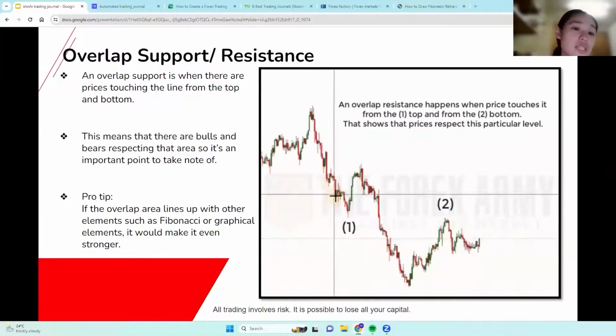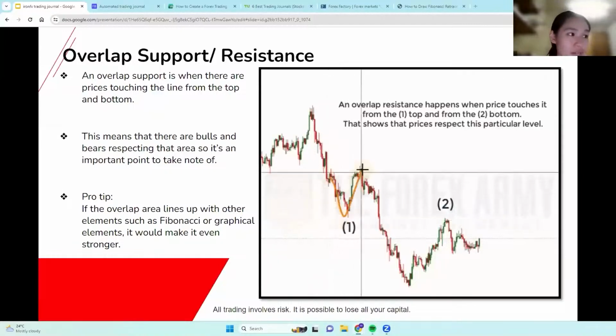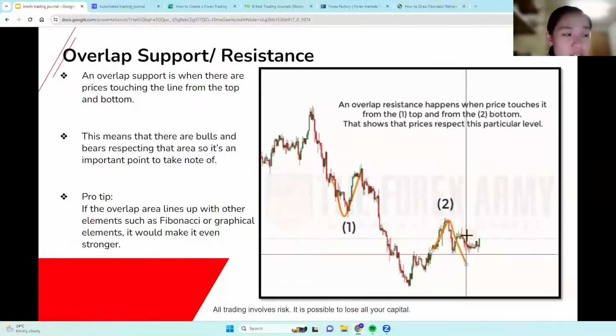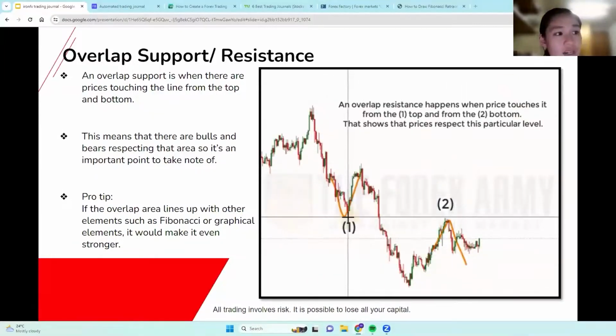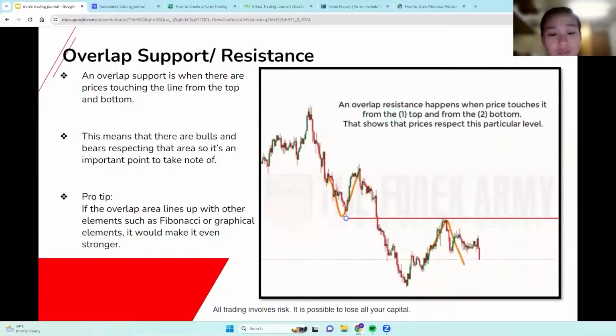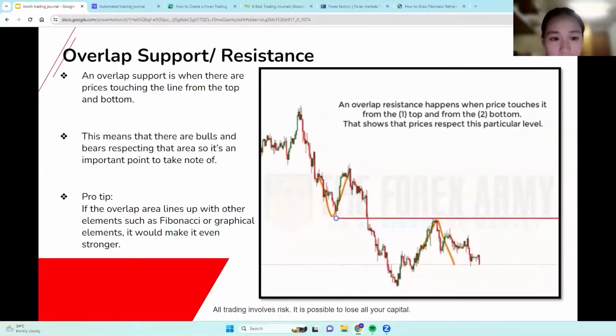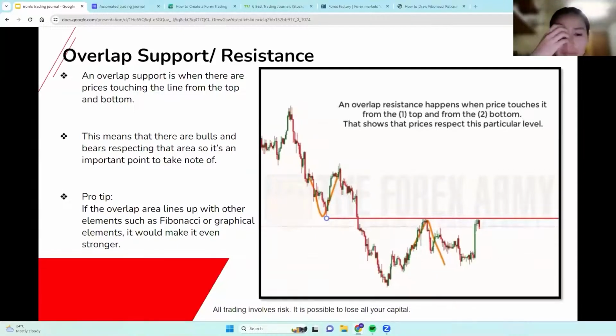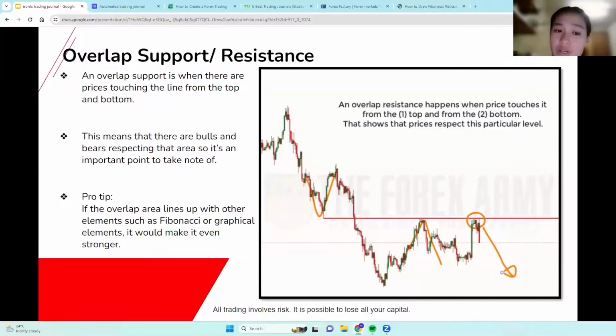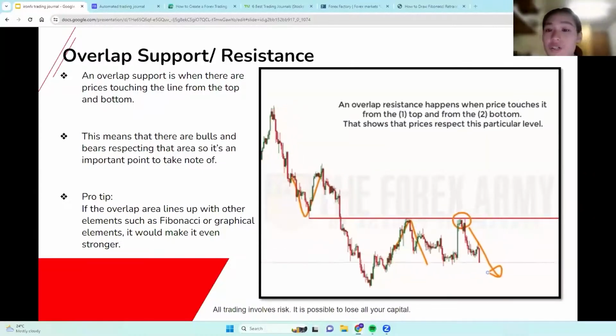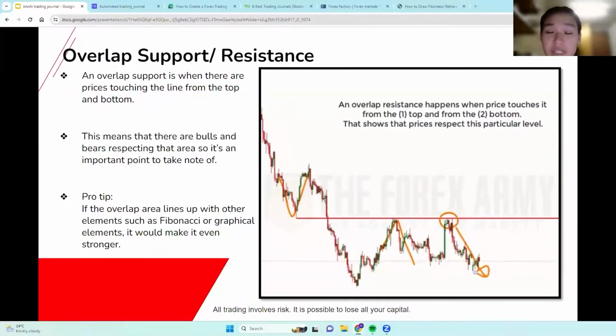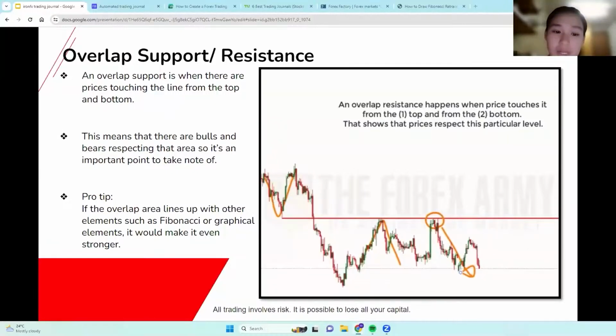Okay, so here the pro tip is that if the overlap area lines up with other elements, such as Fibonacci or graphical elements, it will make it even stronger. That's basically what we call the confluence areas. That applies for any support and resistance level that you can find. If you can support it with your Fibonacci, your pivot points, your pivot point indicators, that would be even better.